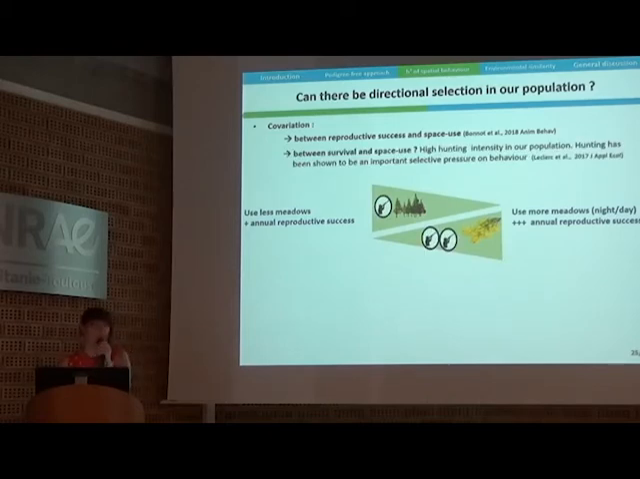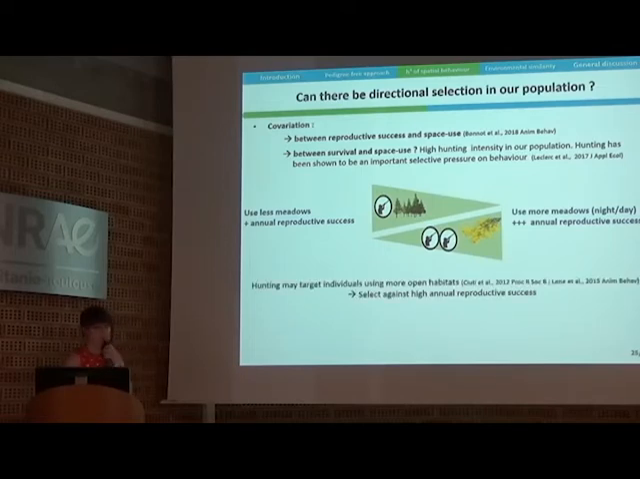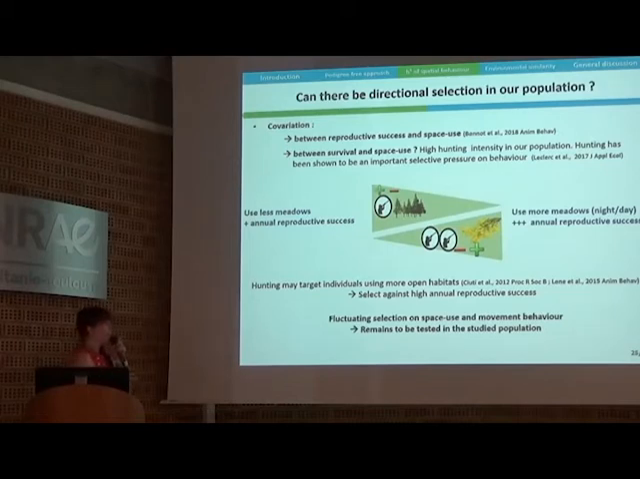But what about survival? We know little about survival, but we know that in the population there is a high hunting intensity, and in the literature it has been shown that hunting might be an important selective pressure on behavior. So we can imagine that hunting can target individuals that use more open habitat, and hence hunting can select against high annual reproductive success. So, to sum up, it means that being in open habitat might provide a fitness trade-off between survival and reproduction. So it might be that the population experiences fluctuating selection rather than directional selection, but for the moment, it remains to be tested properly in the population.